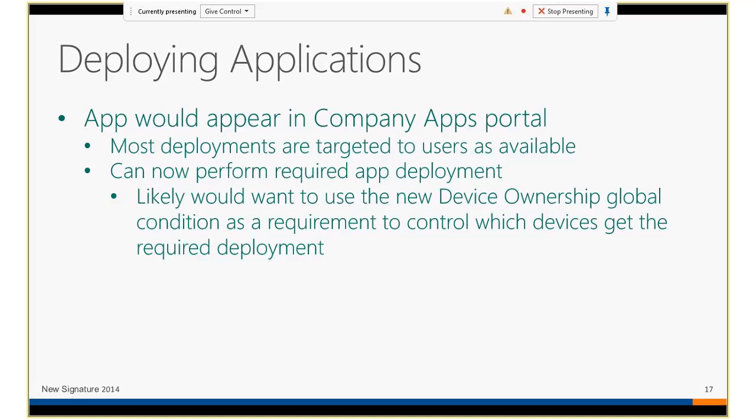And we have some items here. When we go ahead and deploy our application, it's going to show up in our apps portal. Most deployments that we target towards users are targeted as available. And again, we can perform required app deployments on devices, but if we were to use that at all, we'd likely use that device ownership condition to control which devices would get the deployment.